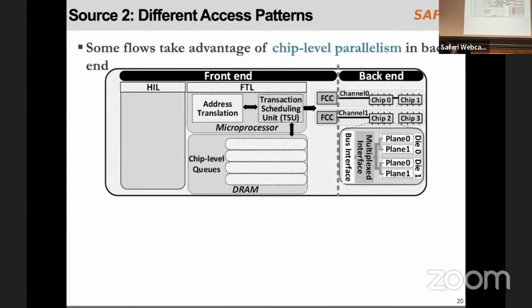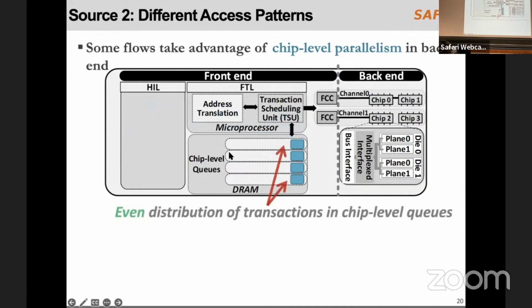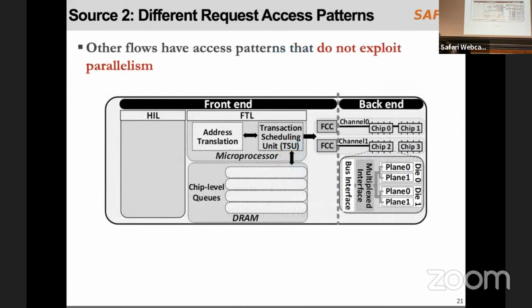Another source is chip level parallelism, which we also discussed a little bit yesterday. Imagine there is one flow, which we show here with blue, and another flow that doesn't provide good chip level parallelism. That's the definition of chip level parallelism: we want to distribute requests across chip level queues, but now we have two applications, and one of the flows doesn't provide good chip level parallelism. For example, three requests are going to the same chip and one to another.